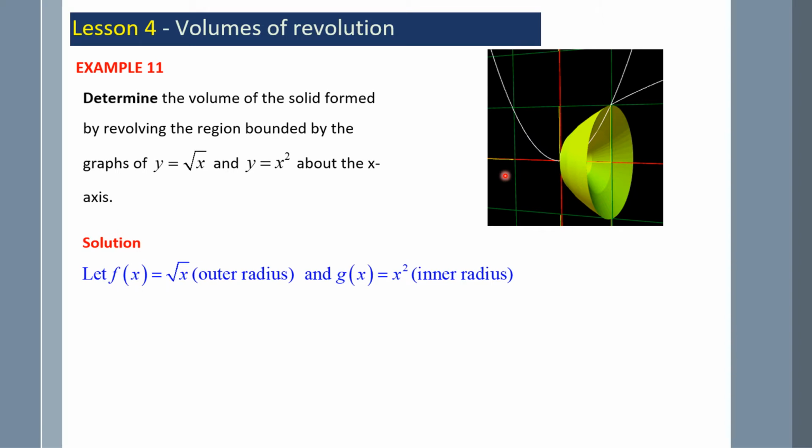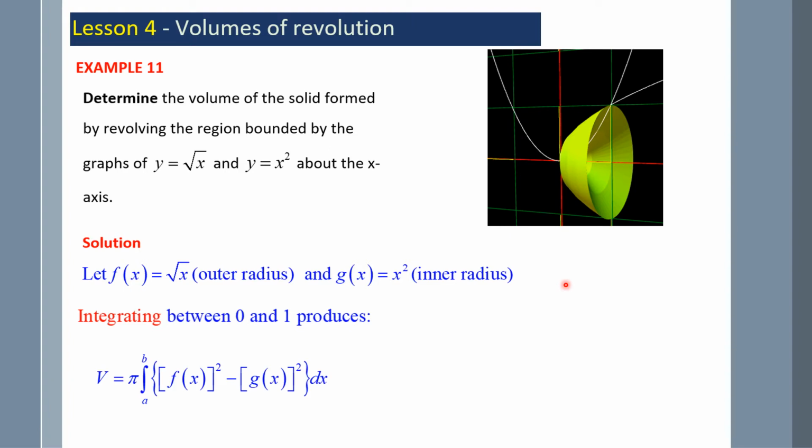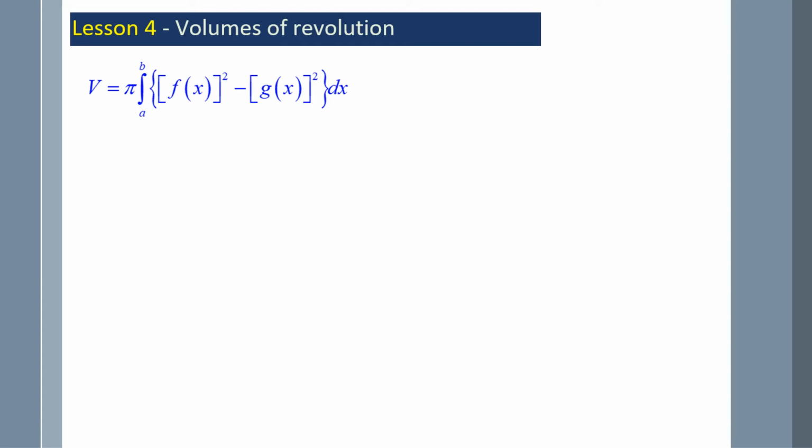So, the solution: let f(x) be root x, which is the outer radius, and g(x), which is the inner radius. Now, integrating takes place between 0 and 1. So here, we're going to apply our formula for the volume of revolution, which is f(x) squared take g(x) squared, and multiply that by the constant pi. Applying that formula, f(x) is root x, g(x), as I said, was x squared. Subbing those into our formula, we now can integrate.